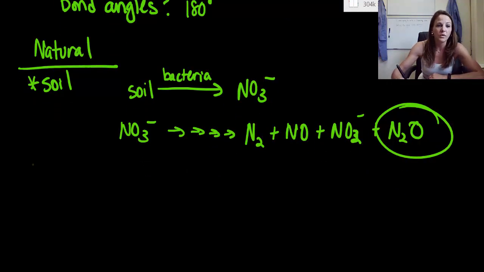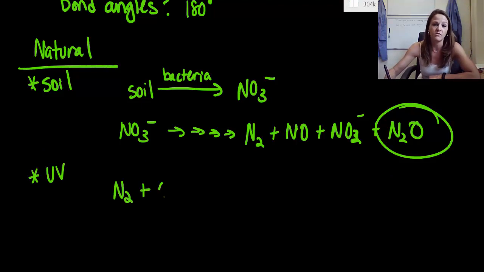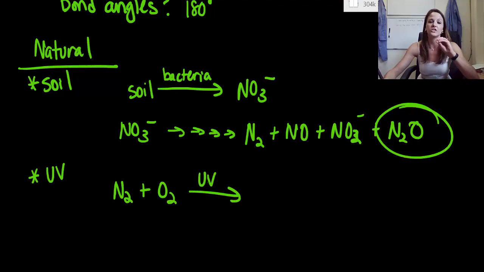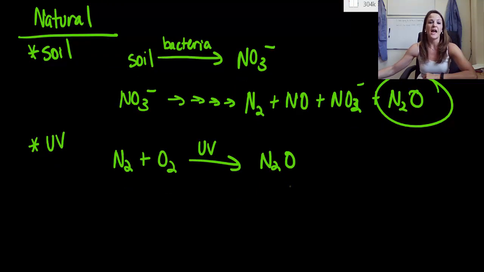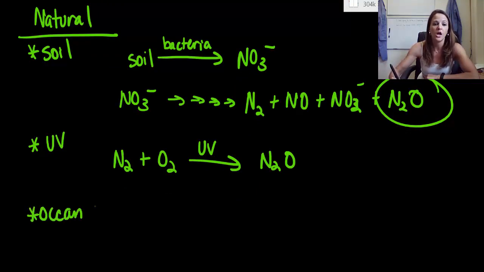Now, the second one we look at is up in our stratosphere, or anytime when we have UV interaction. So we have these very stable molecules of nitrogen and oxygen, but when they're in the presence of very high energy radiation, so UV radiation, they can actually force these molecules to decompose and come together and create N2O. The last natural source that we're going to talk about here has to do with ocean upwelling.